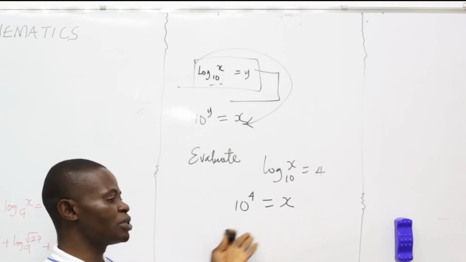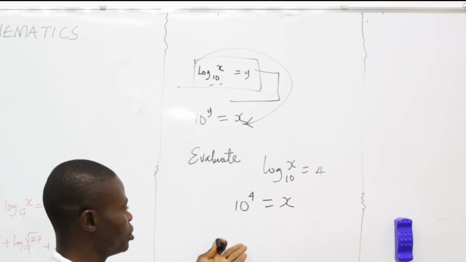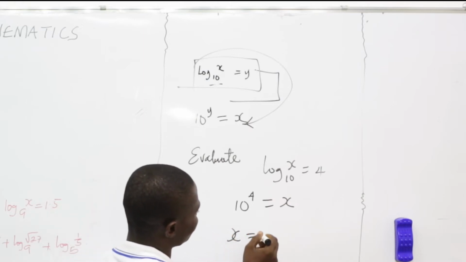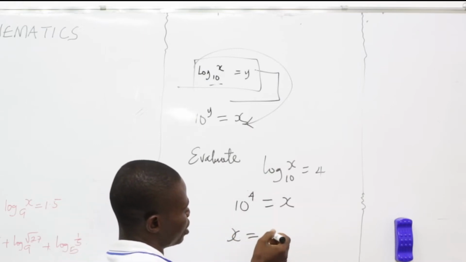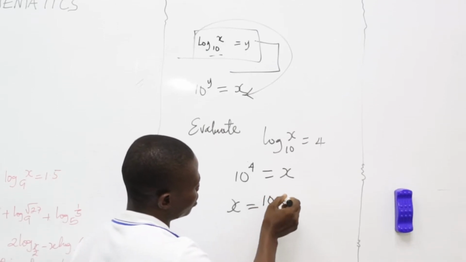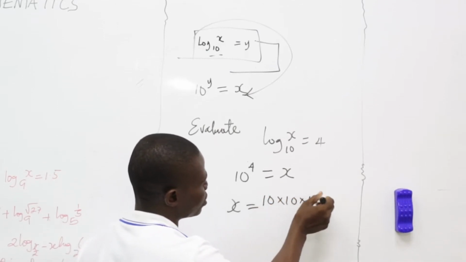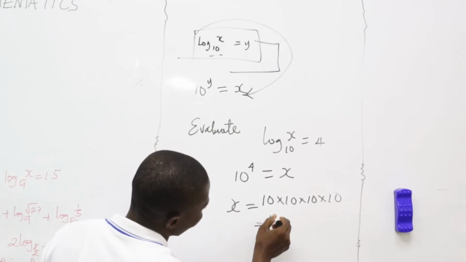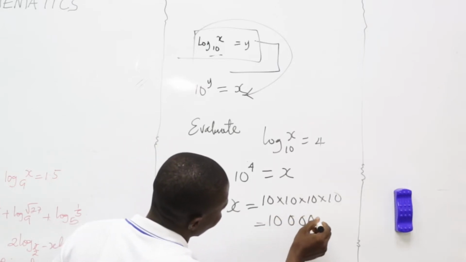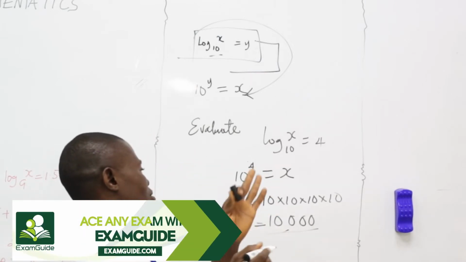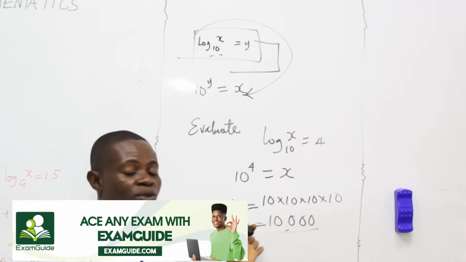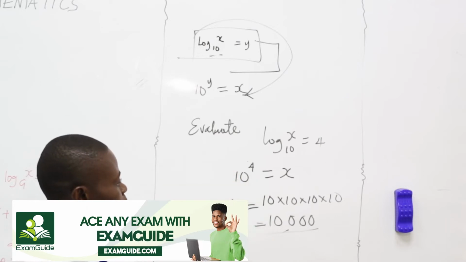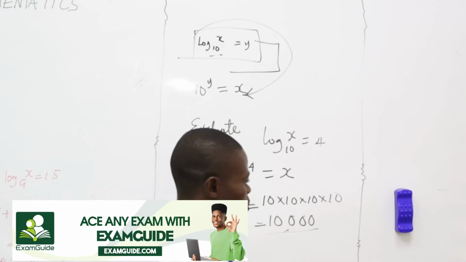It means our problem is easy here. It's already solved. So what do you think is the value of x? x equals 10 power 4, or you say 10 times 10 times 10 times 10, which is what? 10,000. But if you don't want to do it this way, you can leave it as 10 power 4. Let's see the next sample.